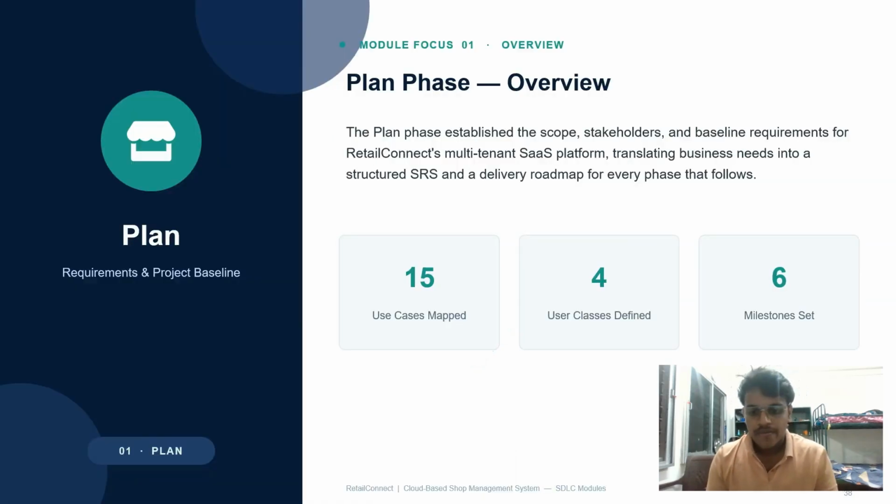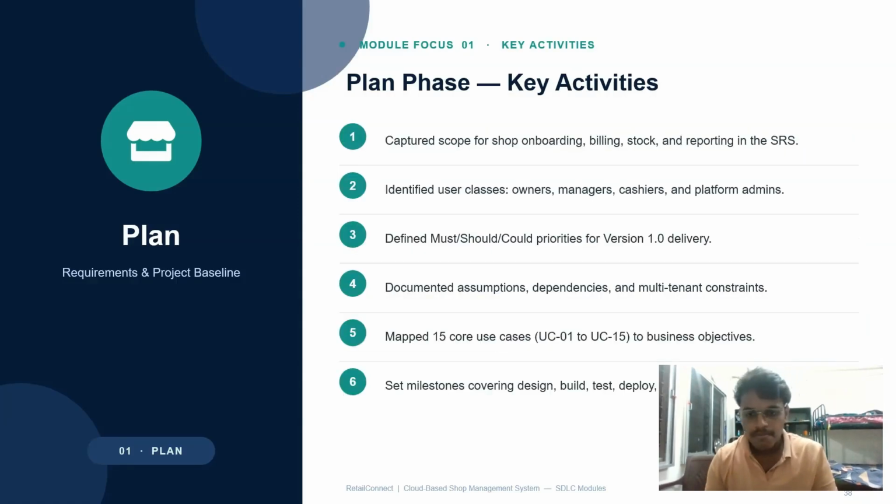Plan phase overview. The plan phase establishes our core requirement, mapping 15 use cases and defining four classes. Plan phase key activities. We define the scope of billing and inventory, identify our key users and set deployment priorities for version 1.0.